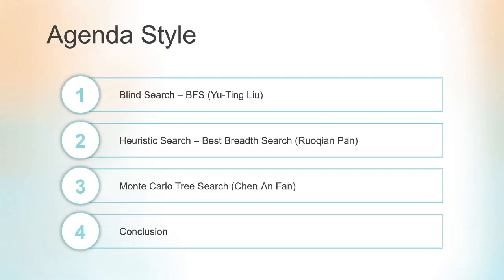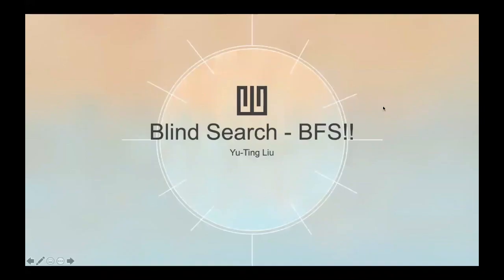In this video, we will show you the three techniques we used: the blind search, the heuristic search, and the Monte Carlo tree search. Then we will compare the performance of these three techniques and find out the best model for the Azul game.